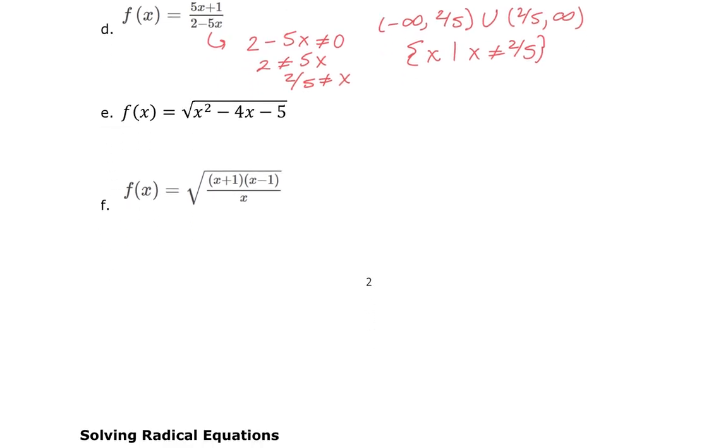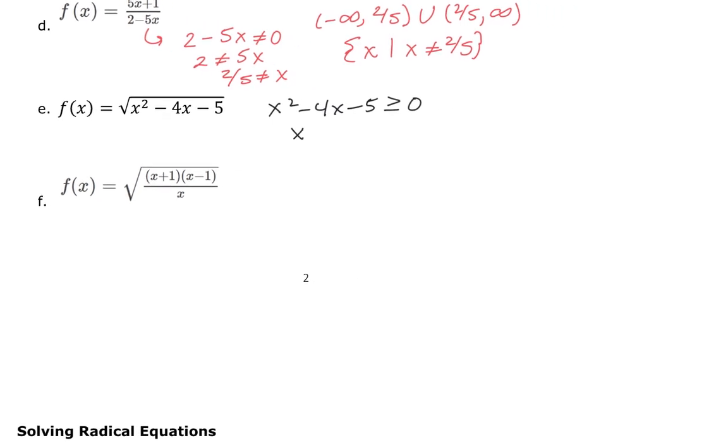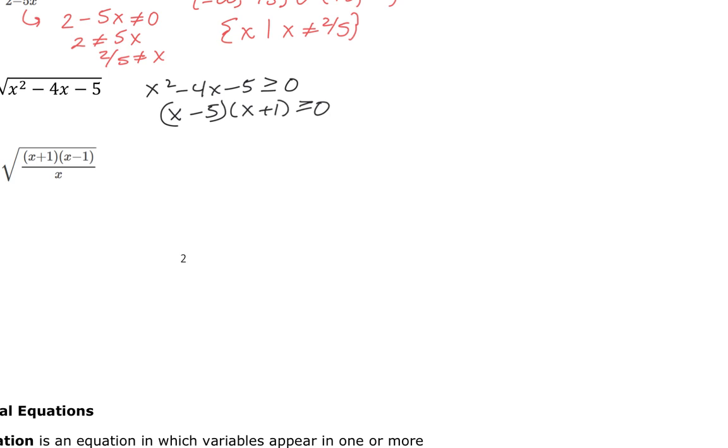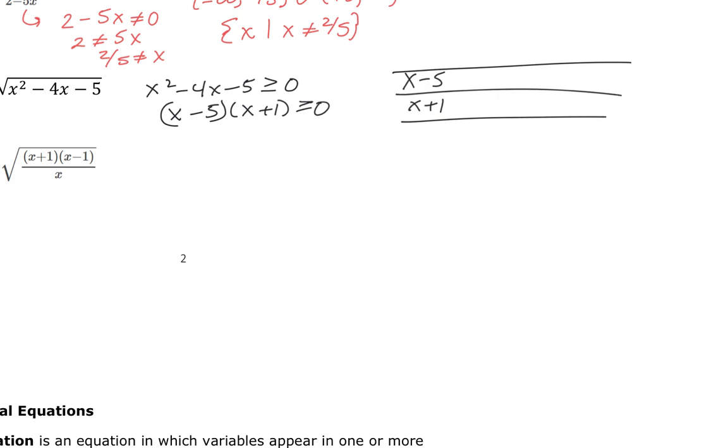If we look at E and F, with E, this is a quadratic underneath the square root. So what that ends up becoming is a polynomial inequality, just like we did in previous sections. So we're going to have x squared minus 4x minus 5 has to be greater than or equal to 0. So I'm going to factor this into (x minus 5)(x plus 1) has to be greater than or equal to 0. I can either graph this or do a sign chart. I'm just going to do a sign chart. x minus 5 and x plus 1. This produces x equal to 5. This produces x equal to -1.